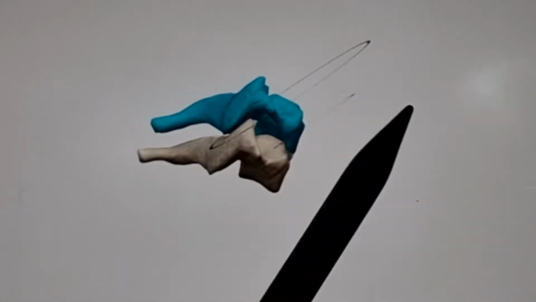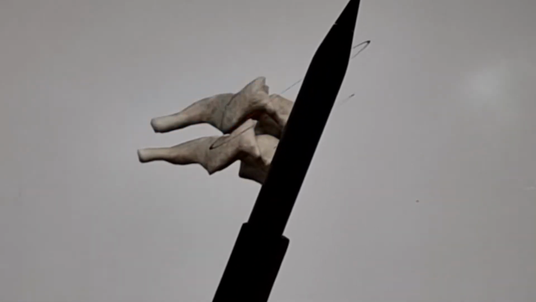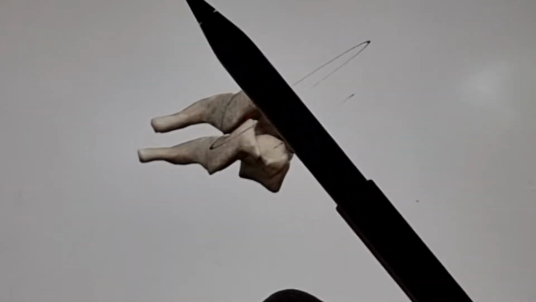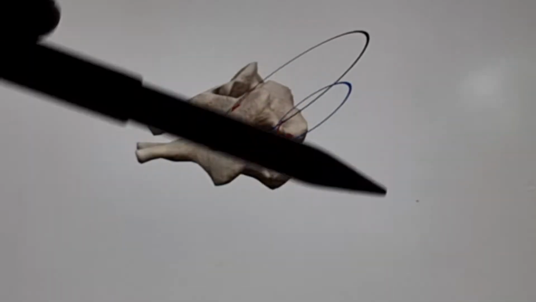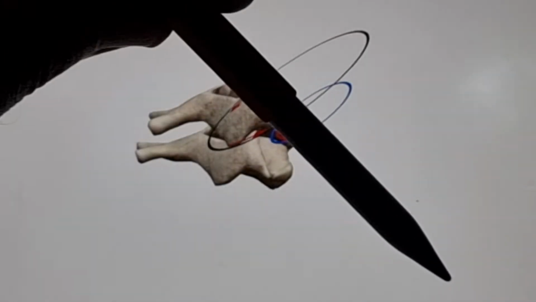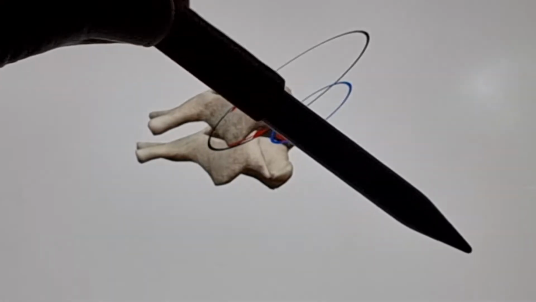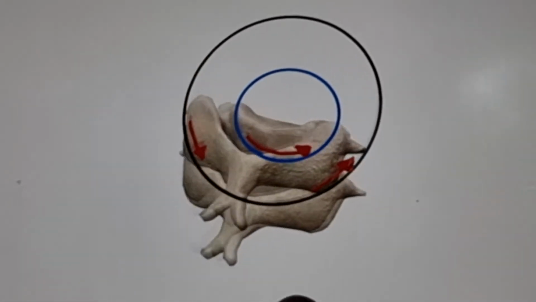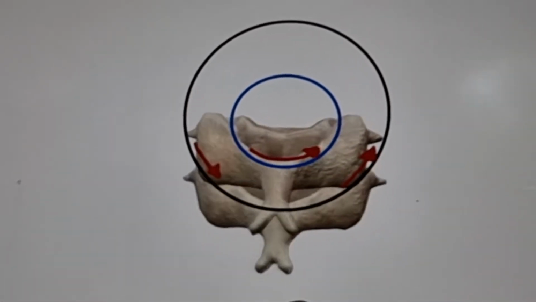Now also bear in mind that the rotational axis is not in line with my pen here. The rotational axis is actually 90 degrees to the plane of that circle. So the circle is here, and the rotational axis is like this. So it's literally that C5 is spinning over C6 like that. Okay? So this is a key thing to understand about rotation.